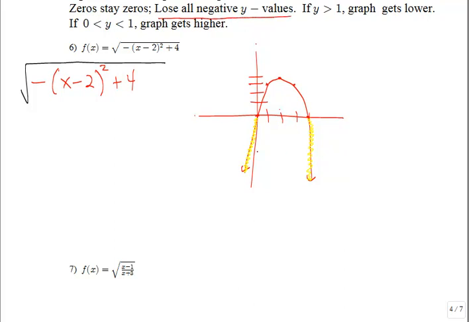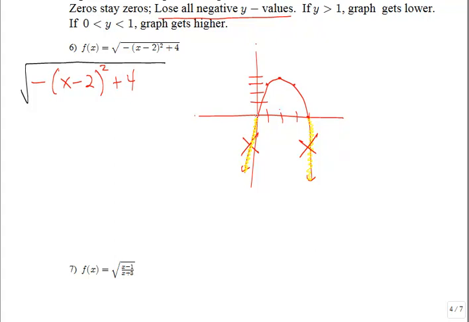So if you have any y values that are negative to begin with, you just lose that whole piece of the graph and it's no longer there anymore. What about 0? Can you take the square root of 0? Yes. Square root of 0 is 0 right back again.